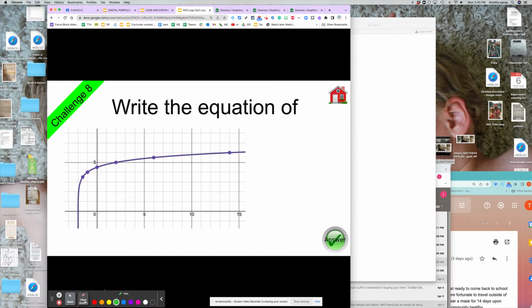Okay, so this one says write the equation of this guy. Again, put this on pause.